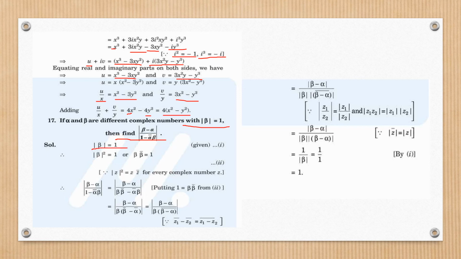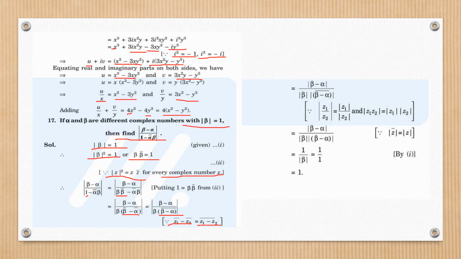Here given beta mod is 1, so beta mod square is 1, or I can write beta beta bar is 1, because we know z mod square is equal to z z bar for every complex number z. So I will replace this 1 by beta beta bar, and take beta common from the denominator. I'll get beta (beta bar minus alpha bar). The numerator is the same. Also one property is z1 minus z2 whole bar is equal to z1 bar minus z2 bar. So I can write beta bar minus alpha bar as (beta minus alpha) whole bar.